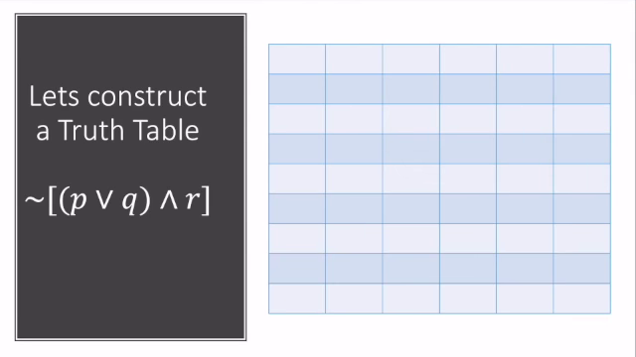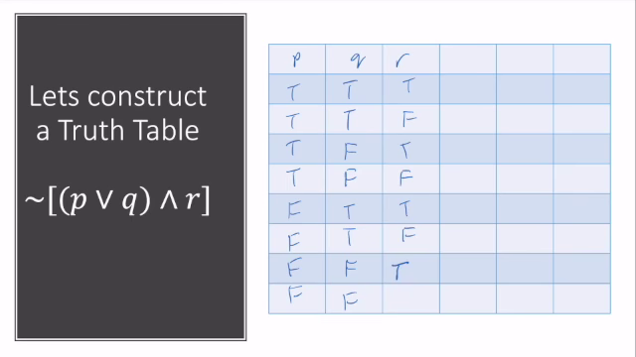So I'm going to set this up. I've got P, Q, R. To get every possible combination with 3 variables, I want 4 trues, 4 falses, and I divide 4 in half, which is 2. 2 trues, 2 falses, 2 trues, 2 falses, and then I divide that in half again, which is 1. So I have true, false, true, false, true, false, true, false.